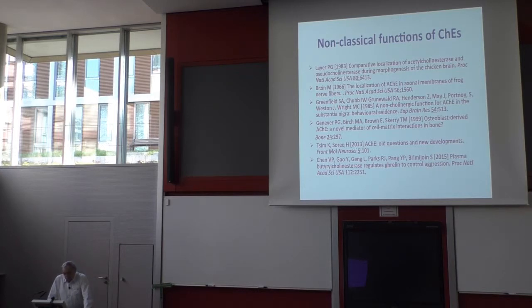Secondly, Mirobrazin, this is even earlier, 1966. Localization of AChE in axonal membranes of frog nerve fibers. You find it both in the myelinated and non-myelinated regions. Again, we have no clear idea what it's doing. Third, the paper by Susan Greenfield and collaborators in 1985. A non-cholinergic function for AChE in the substantia nigra. This is a place in the brain associated with Parkinson's disease, which is neither cholinergic nor cholinoceptive. It neither receives cholinergic inputs nor generates them. But there's lots of acetylcholinesterase there. What it's doing, we do not know.